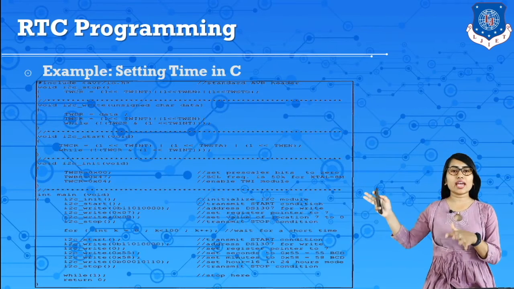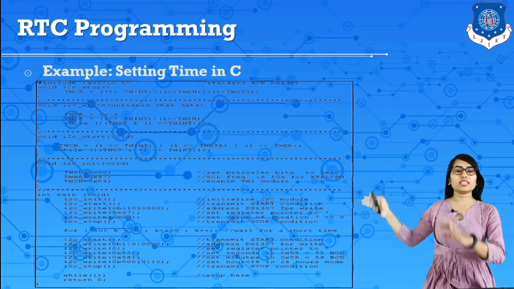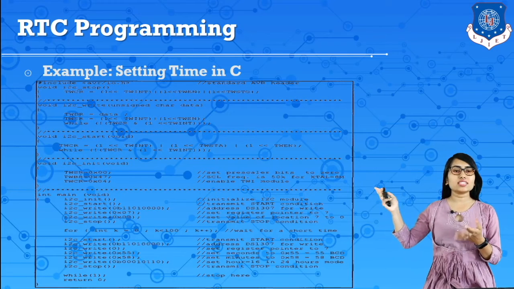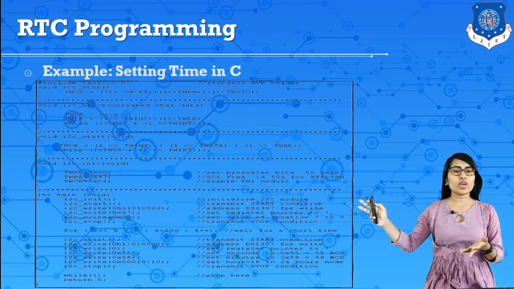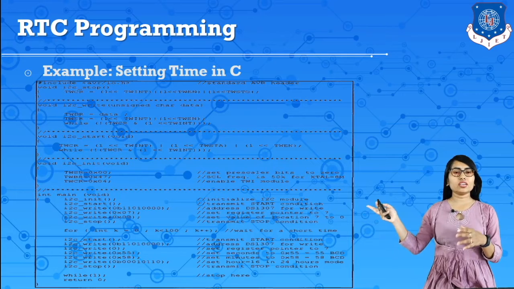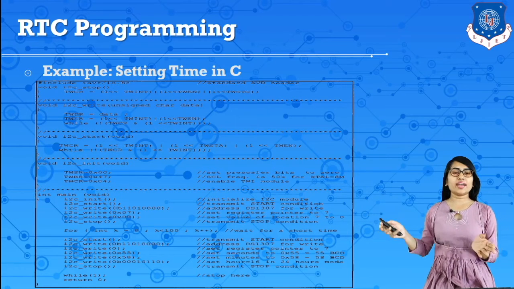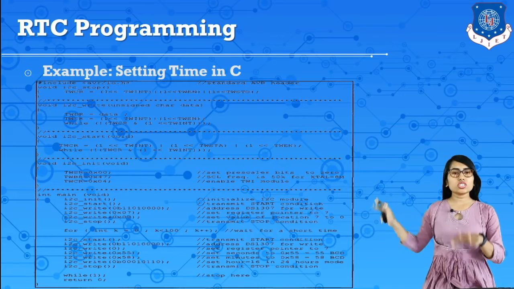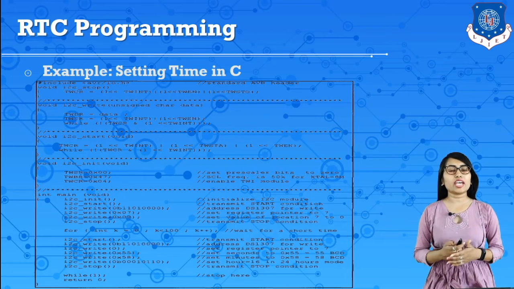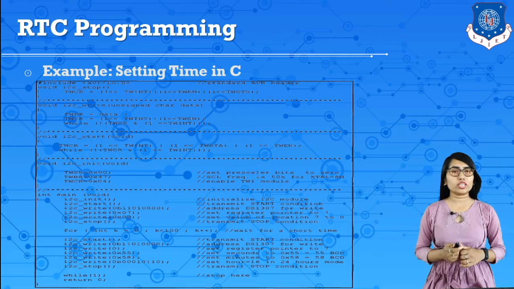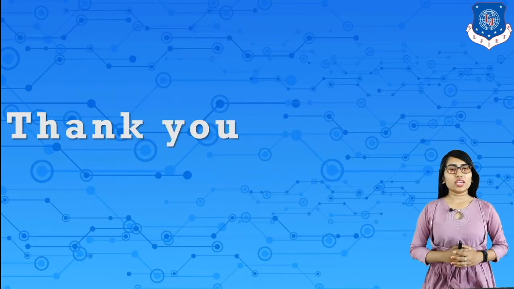We can set a time in C like this by calling the initialization, then loading the values, and then writing the conditions in I2C: initialization, then start and write functions. So this is how we can set a time in C using the RTC through the AVR microcontroller.